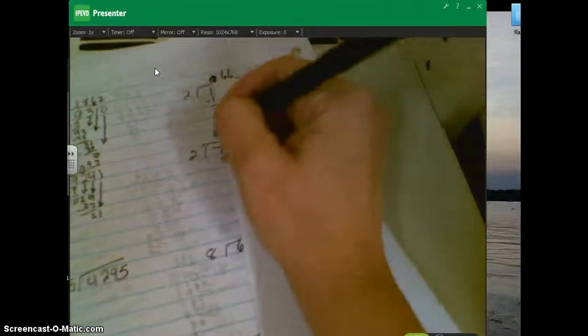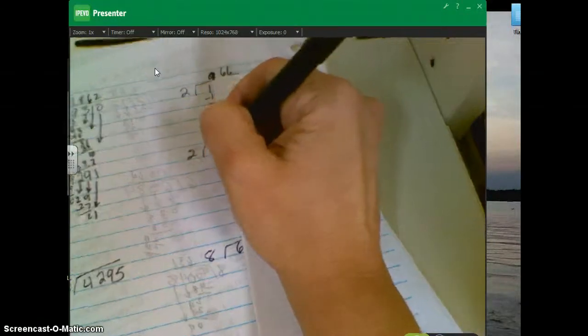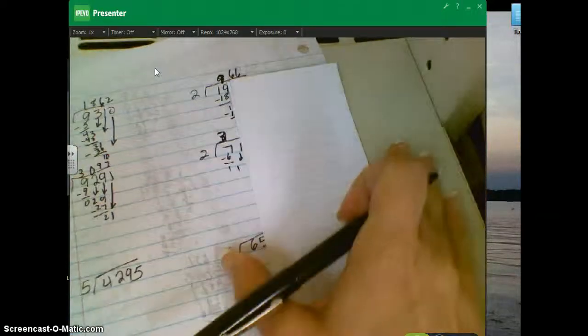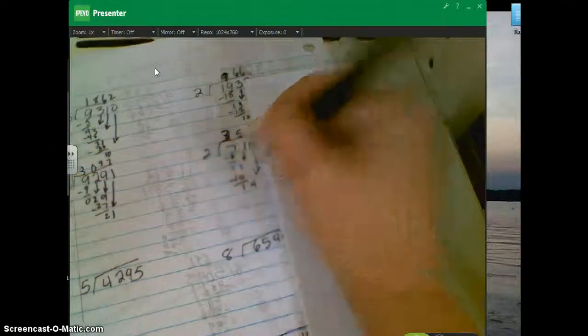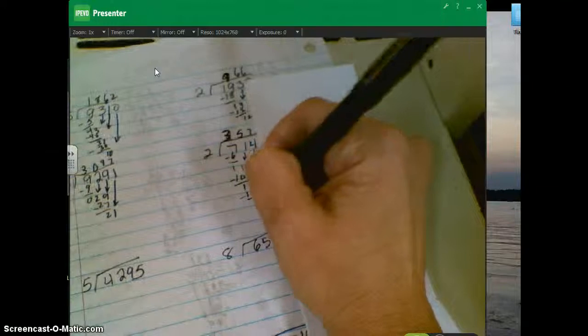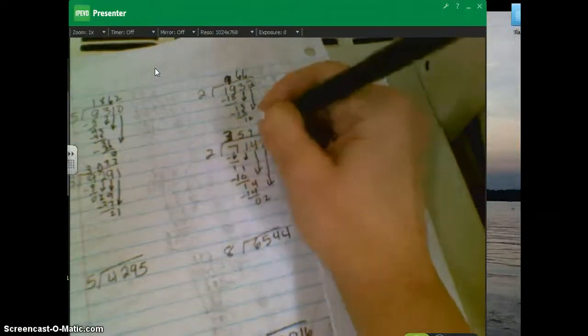Moving on. 2 will go into 7 about 4 times. Nope, that's too big. 3. About 3 times. That'll be a 6. Subtract and you get a 1. Bring down your next one. And you've got 11. 2 will go into 11 5 times. Subtract, bring down a 1. Bring down your next digit. And you've got 14. 2 times 7 is 14. Subtract 0, and our last digit to bring down is a 2. 2 times 1 is 2, so we're all done with that one.